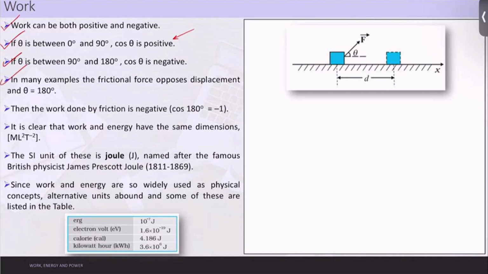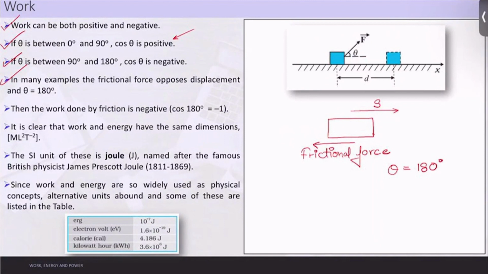In many examples, the friction force opposes displacement and theta is 180 degrees. Okay, so you will understand this in subsequent classes also, and you will understand more about friction. So generally, let us say if the displacement is in this direction, then in very many general scenarios, the frictional force is acting in the opposite direction. So what is the angle being made here? The angle between force and displacement is theta equal to 180 degrees.